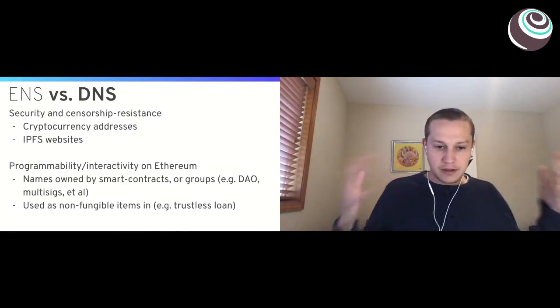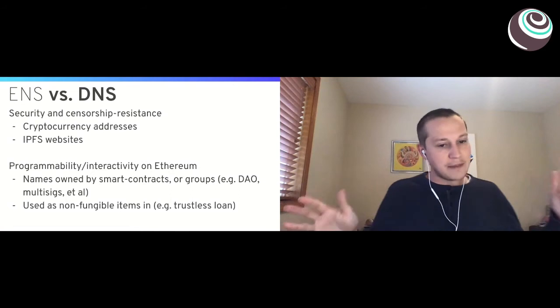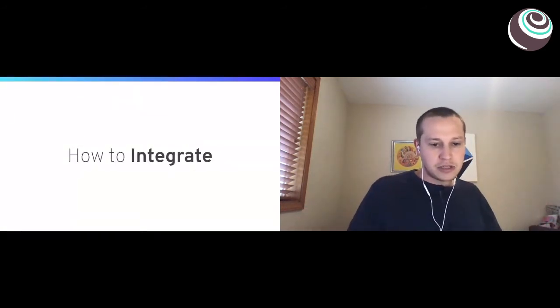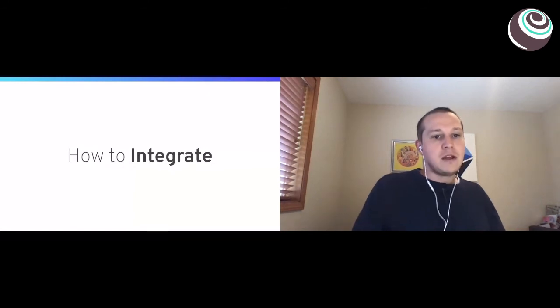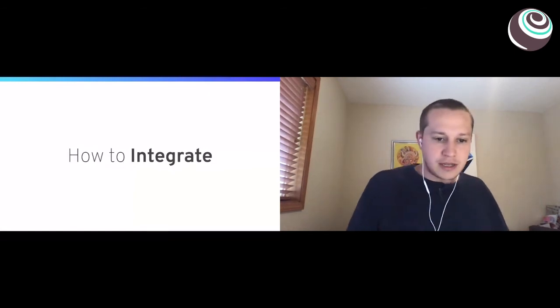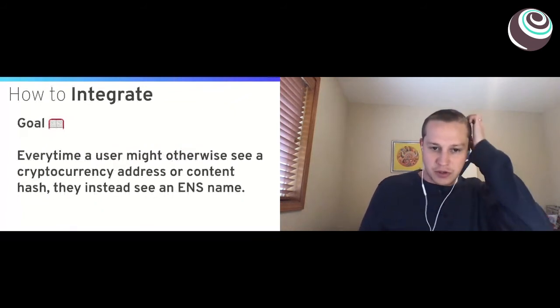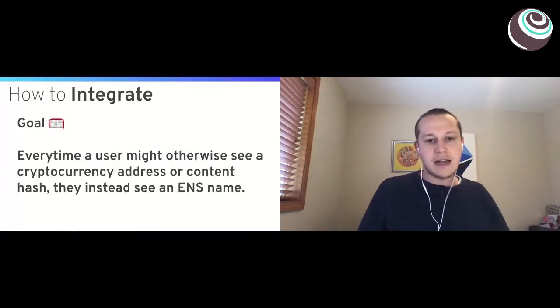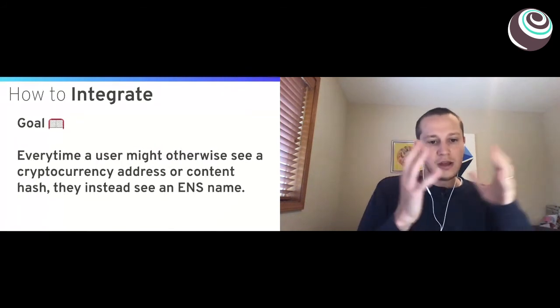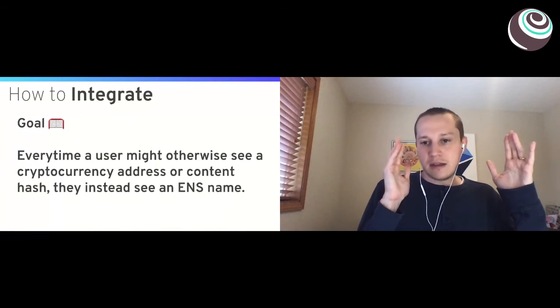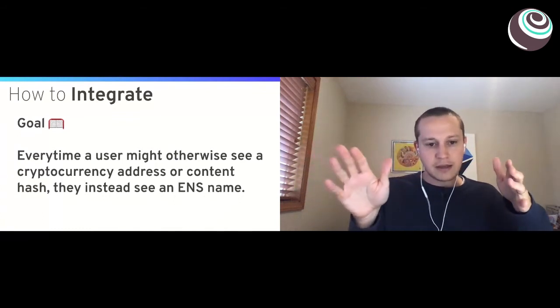So you like ENS, you're a dApp developer or something. How should you integrate it into your dApp or your service? Well, the first thing you should keep in mind is the goal. The goal is that every time a user might otherwise see a cryptocurrency address or content hash, they instead see an ENS name. That's the goal. So users should never see just Ethereum hex addresses by themselves.